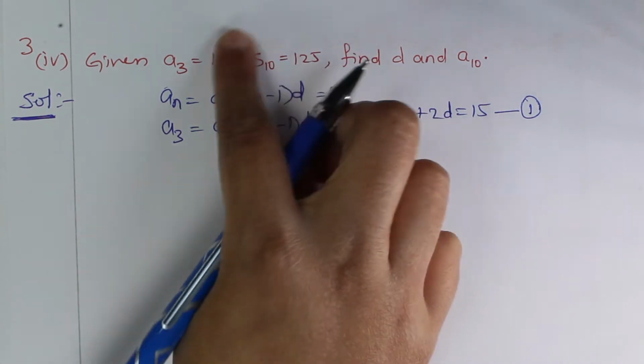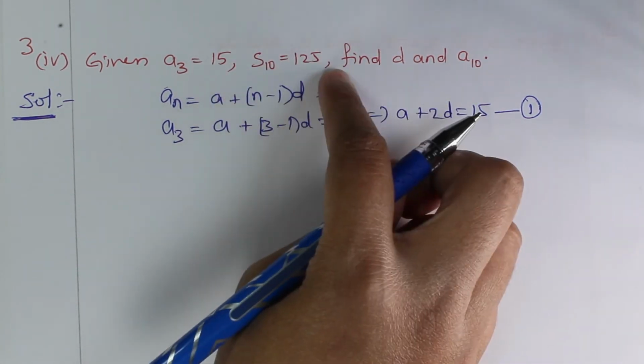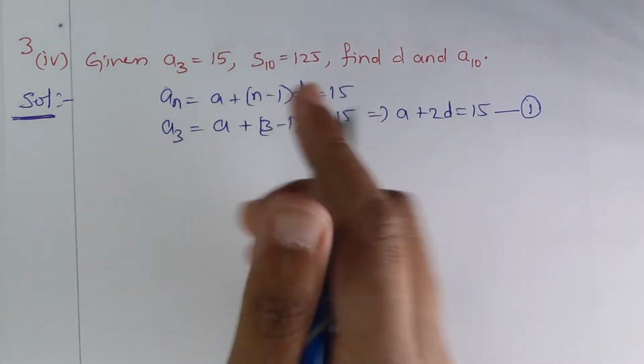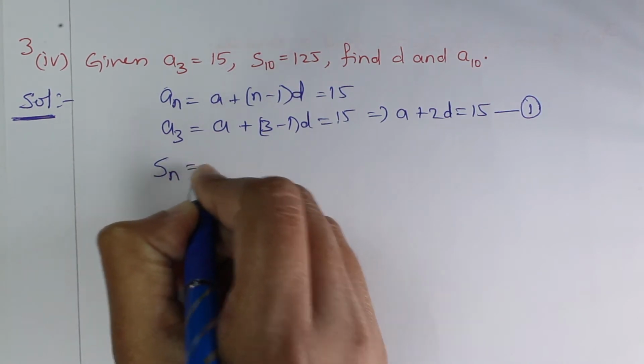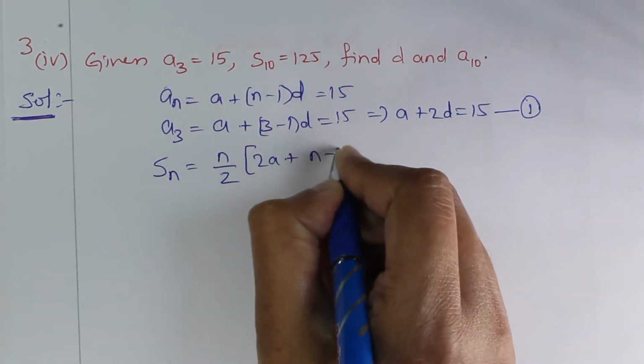Now S10 is equal to 125. Here we know the n value and the sum of the first n terms in this arithmetic progression. So we know the formula of Sn, right? We are going to use the formula Sn is equal to n by 2 into 2a plus n minus 1 into d.